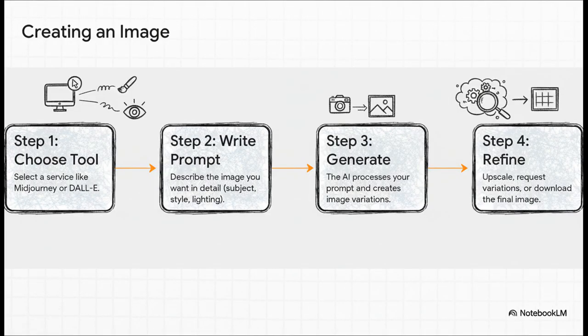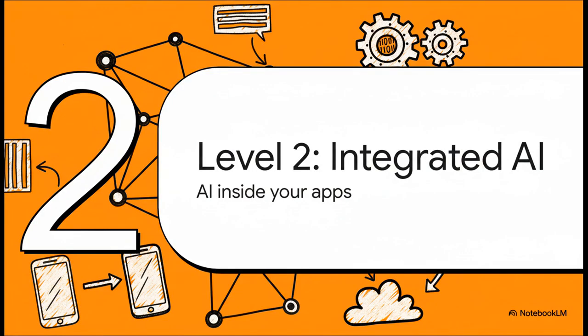And the crazy part is, using one is surprisingly simple. First, you just pick your tool, something like Midjourney or DALL-E. Then you write out a description of what you want to see. This is called a prompt. You get really detailed about the subject, the style, everything. The AI takes that prompt, thinks for a second, and then boom, it spits out a few different images for you to look at. From there, you can tweak your favorite, make variations, or just download it. And just like that, you've made a totally unique piece of art. All right, so that's level 1.